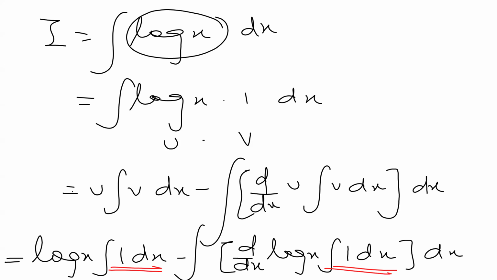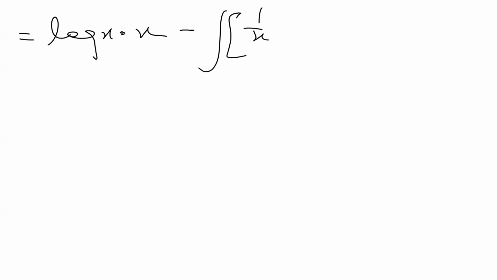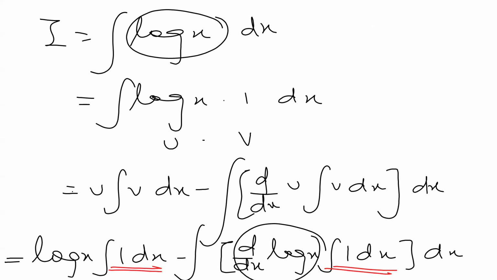X plus C. Integration of 1 is x. Correct. So log x into x. Next step: minus d by dx of log x, which is 1 upon x. I've written this d by dx of log x is 1 upon x, and this one is x.